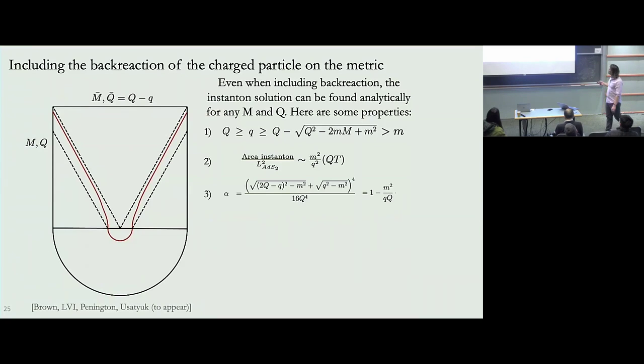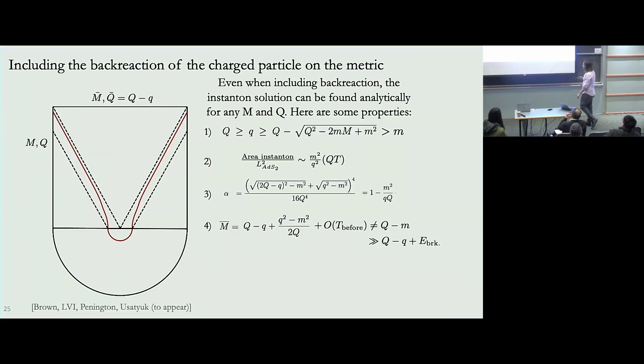Third, we can determine the angle alpha of the defect explicitly. This is its analytic form. And it's very close to 1, and it's also suppressed by factors of m over q. The fact that it's very close to 1 is a sign that the back reaction is very small. If it were exactly 1, it would be as if I would continue the spacetime on the outside and I would obtain a smooth geometry.